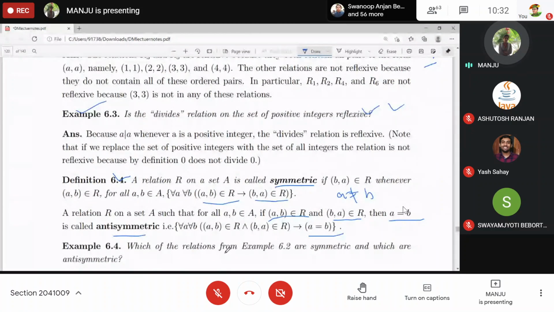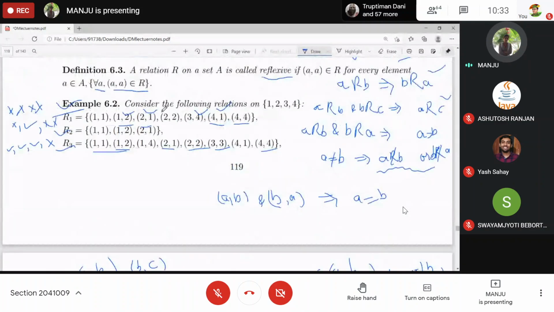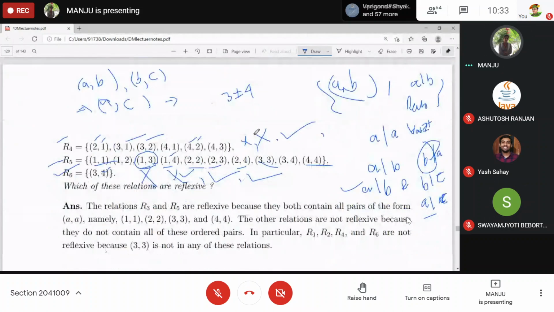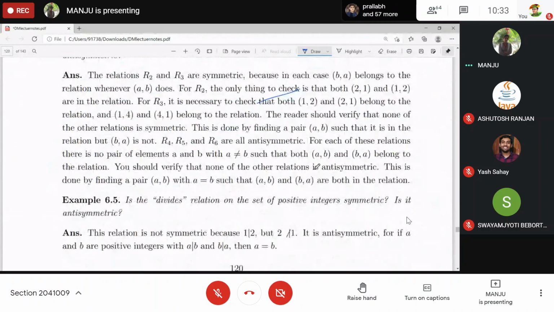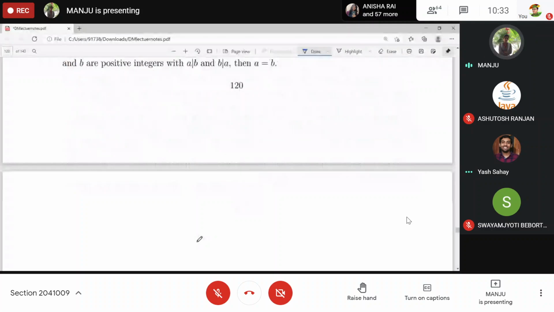Which of the relations from example 6.2 are symmetric, which are antisymmetric? So symmetric and antisymmetric we have done for this example 6.2. Clear? Everything discussed, all four. So I hope there is no doubt in that. Is the divides relation on the set of positive integers symmetric? Is it antisymmetric? This is done. Someone asked something.